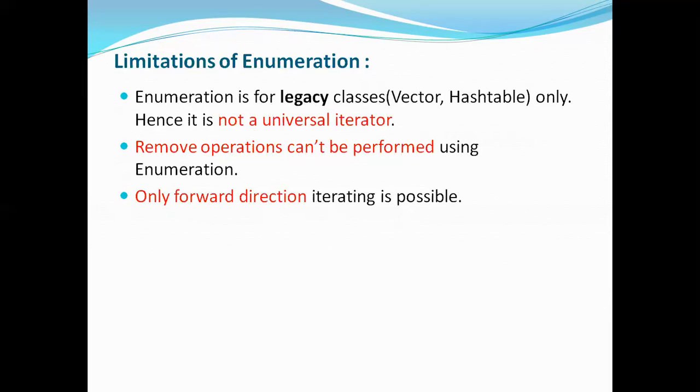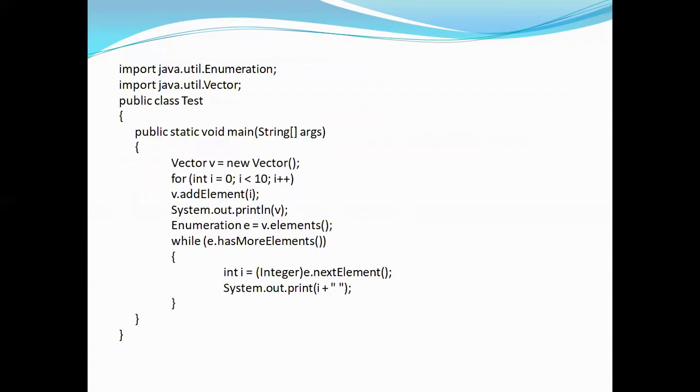The next thing is that using this iterator you can just print the elements, and you can't do any remove operation. That's a drawback. Also, it works only in the forward direction, which means you can print only the elements in the forward direction. You can't go back and print the previous elements. So it has three drawbacks: it's not a universal iterator, it doesn't have a remove operation, and it can't go back.